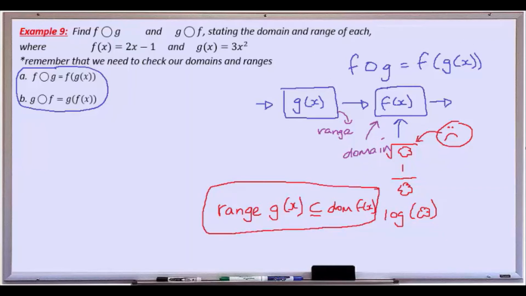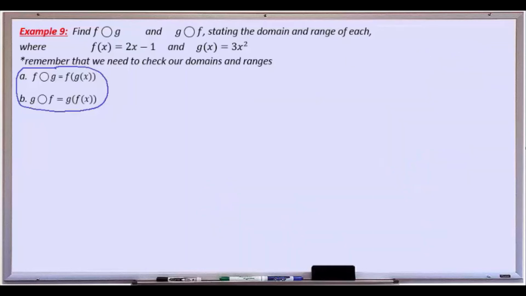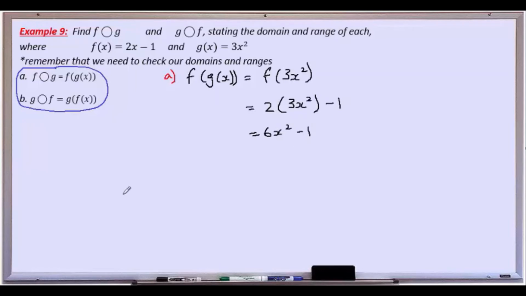Now let's have a look at the example. So first we're asked, what is f of g of x? So let's start that going. F of g of x will be f of 3x squared, because that's g of x. So now I'm going to substitute 3x squared wherever I see x in my f of x, which is 2 times 3x squared minus 1, which equals 6x squared minus 1.